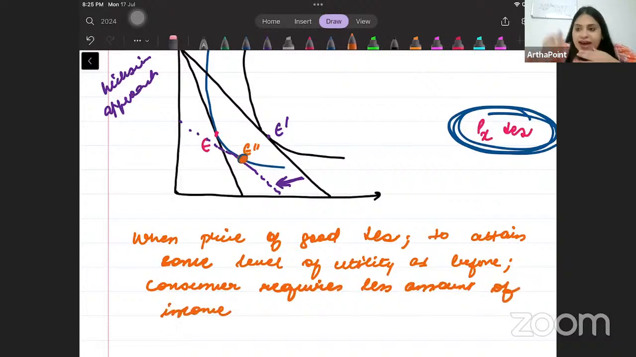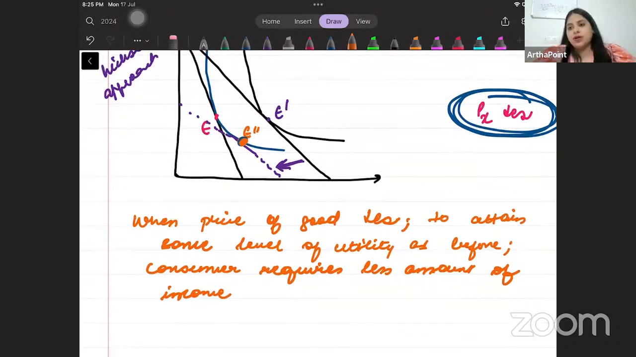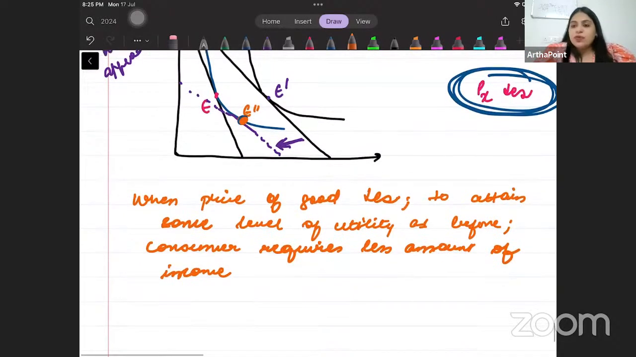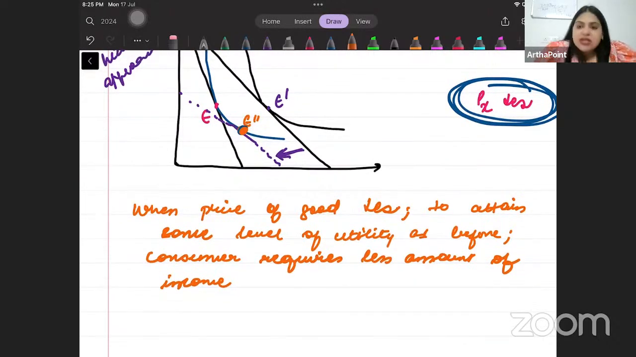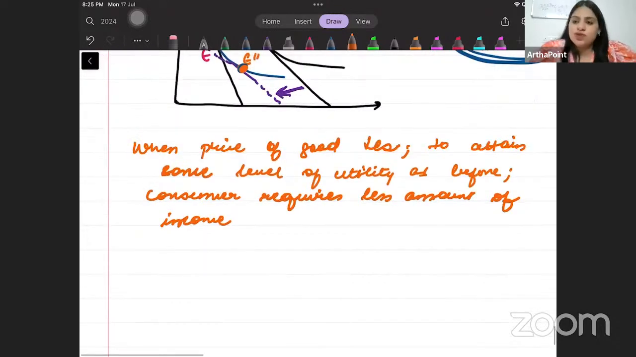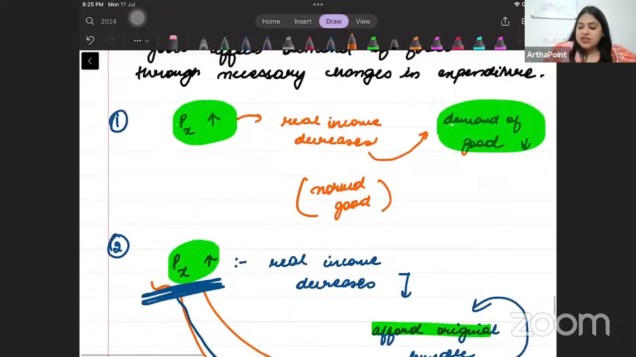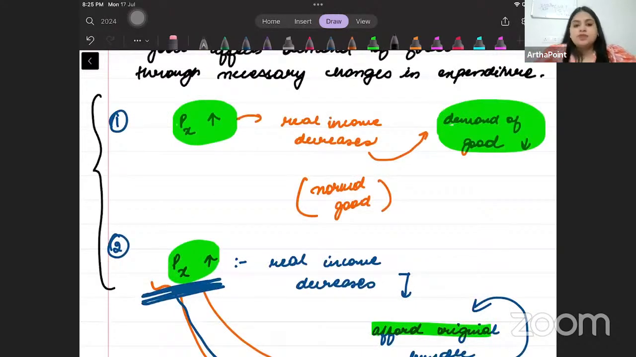Same utility, पुराने IC पे utility पाने के लिए अब मेरे को कम पैसा चाहिए क्योंकि चीजें सस्ती हैं. Things are less expensive. Things are cheaper. So with less money, I can get the same level of utility, right? So you have to understand this concept that price and income move in the same direction. If price decreases, I will need less money to get the same level of utility. Two important points. Please make a note of these 2 points also. Right?